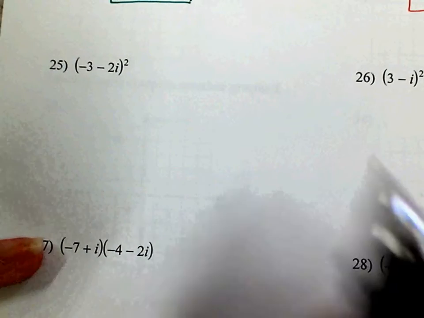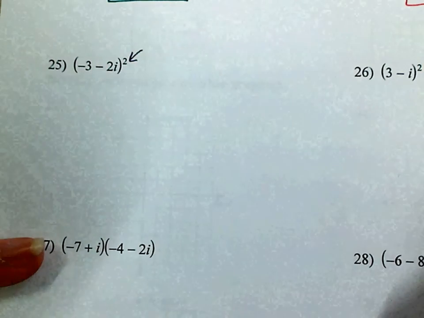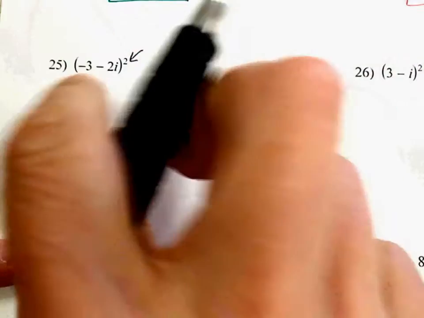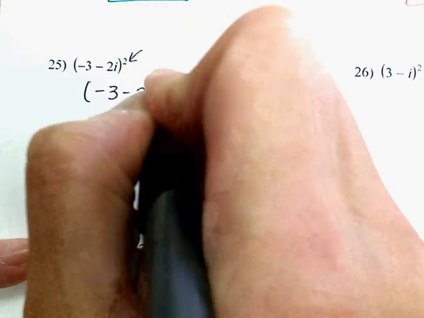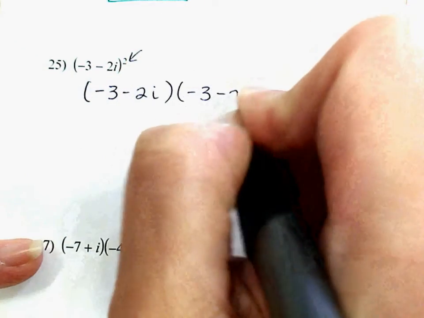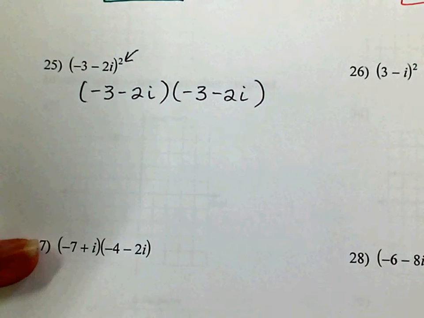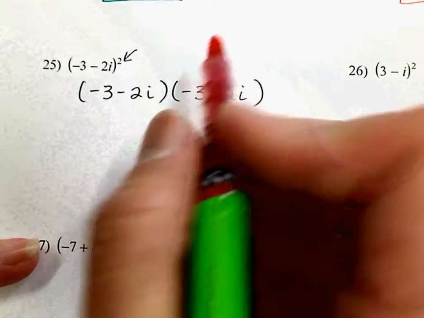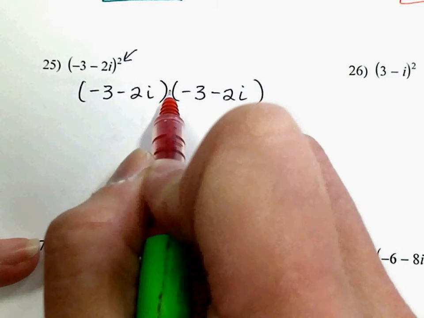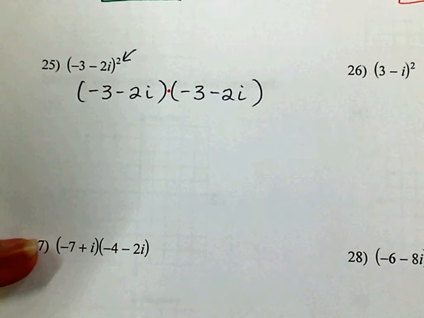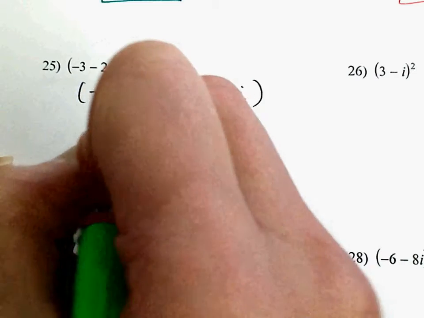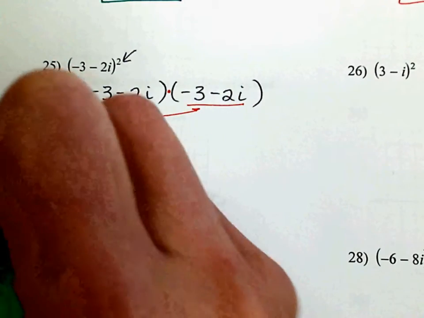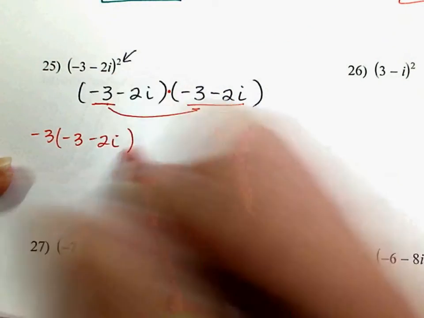All right, number 25. Now, you guys see that square? That square means how many of these do you have? 2. So this is the same as negative 3 minus 2i times negative 3 minus 2i. That's what that means, okay? All right. What is between here? Multiply. That's not adding or subtracting. This is where you go negative 3 times all of that. Isn't that right? Okay.